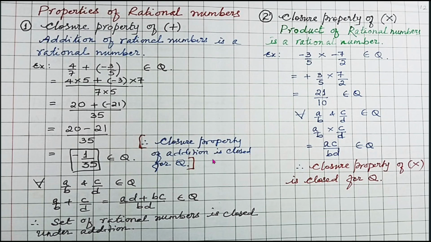Therefore, closure property of addition is closed for a set of rational numbers. That means when we add two rational numbers, if we get again a rational number, then closure property of addition is closed, and which is true in this case. Now closure property of multiplication.